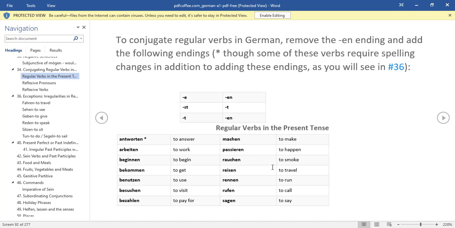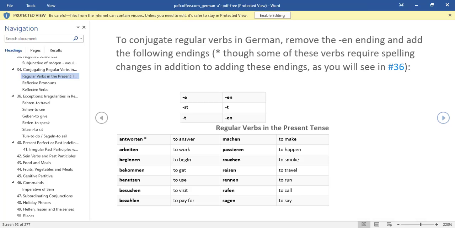So we have a list here with some of the verbs I'm going to take you through. I'm going to give you only a few examples, but not all of them. So it's up to you to try and be able to at least conjugate and know these verbs. So the next verb is arbeiten. Let me conjugate it for you. Ich arbeite, du arbeitest. Er, sie, es arbeitet. Wir arbeiten, ihr arbeitet. Sie arbeiten.